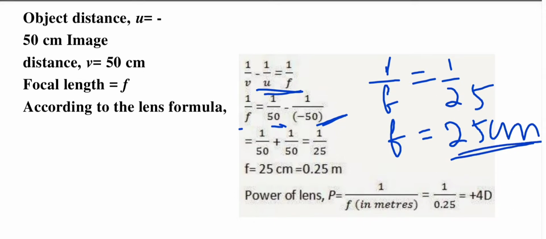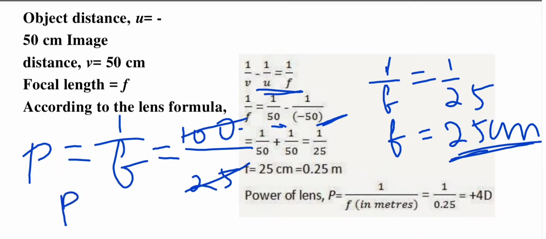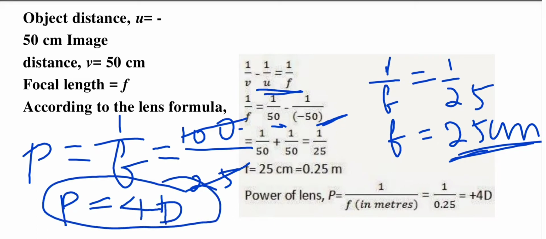Since f is in centimeter, power of lens will be 100 divided by f, that is 100 divided by 25. 25 fours are 100. So power of lens is 4 diopter. This is the answer. Hope you have understood it. If you want to see it again, you can go back and see the video again.